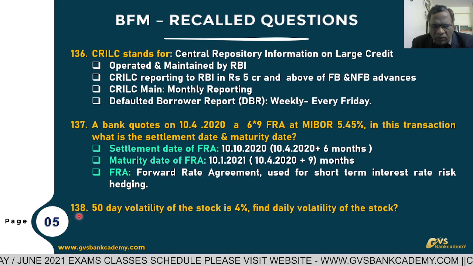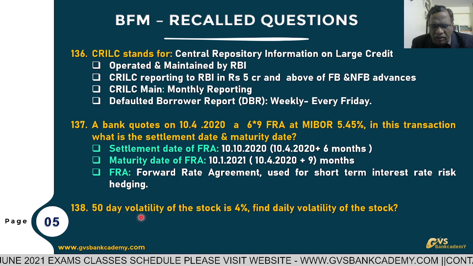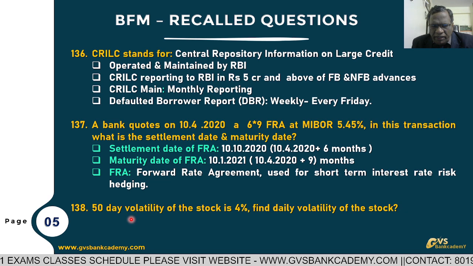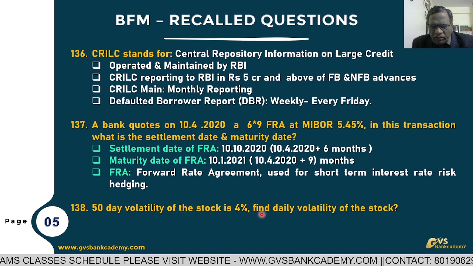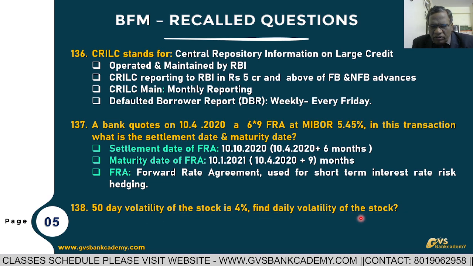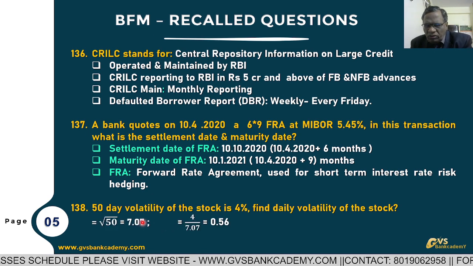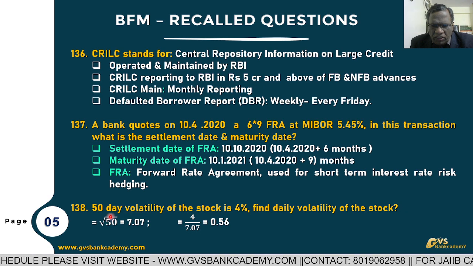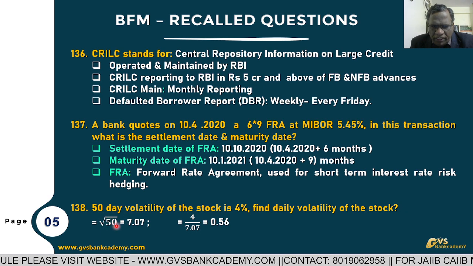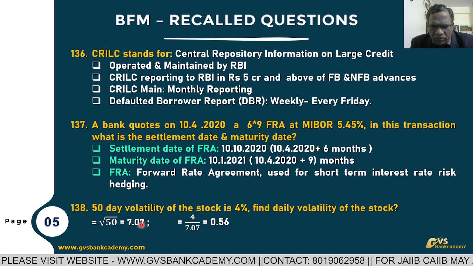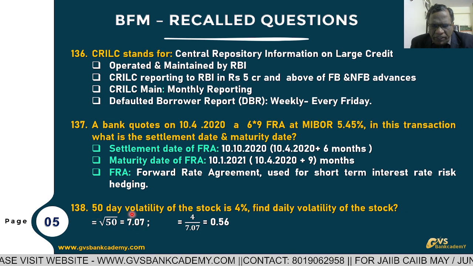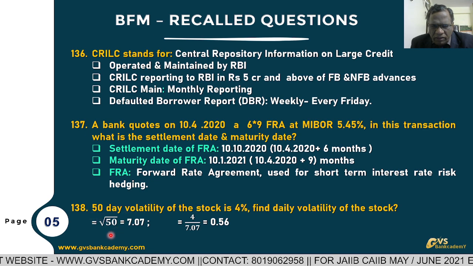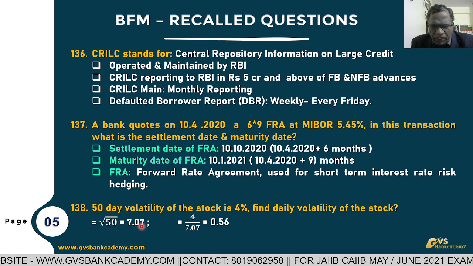Now, question number 138. The 50-day volatility of the stock is 4%. For 50 days trading, volatility of the stock is 4%. Find the daily volatility of the stock. So what is the formula? First you have to calculate the square root of 50. The square root of 50 is equal to 7.07.